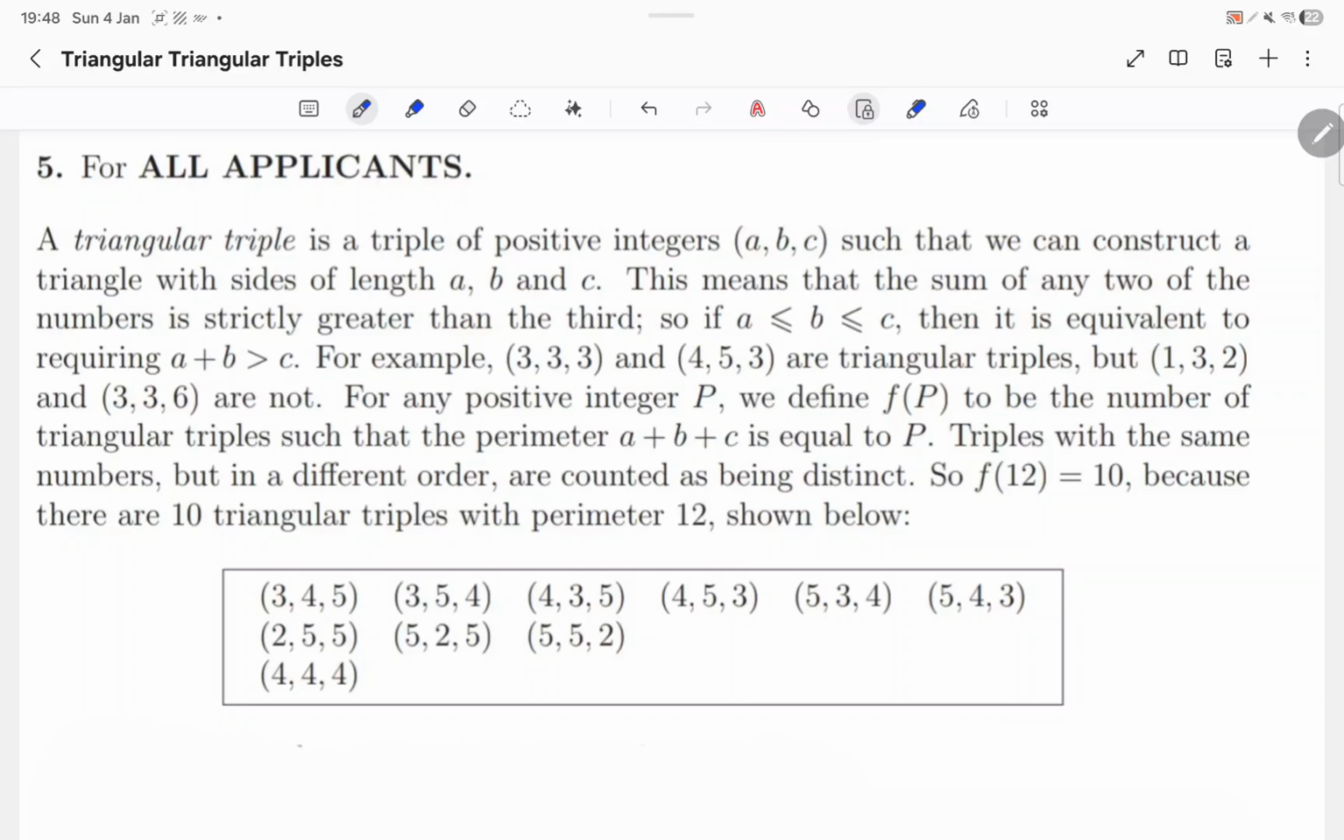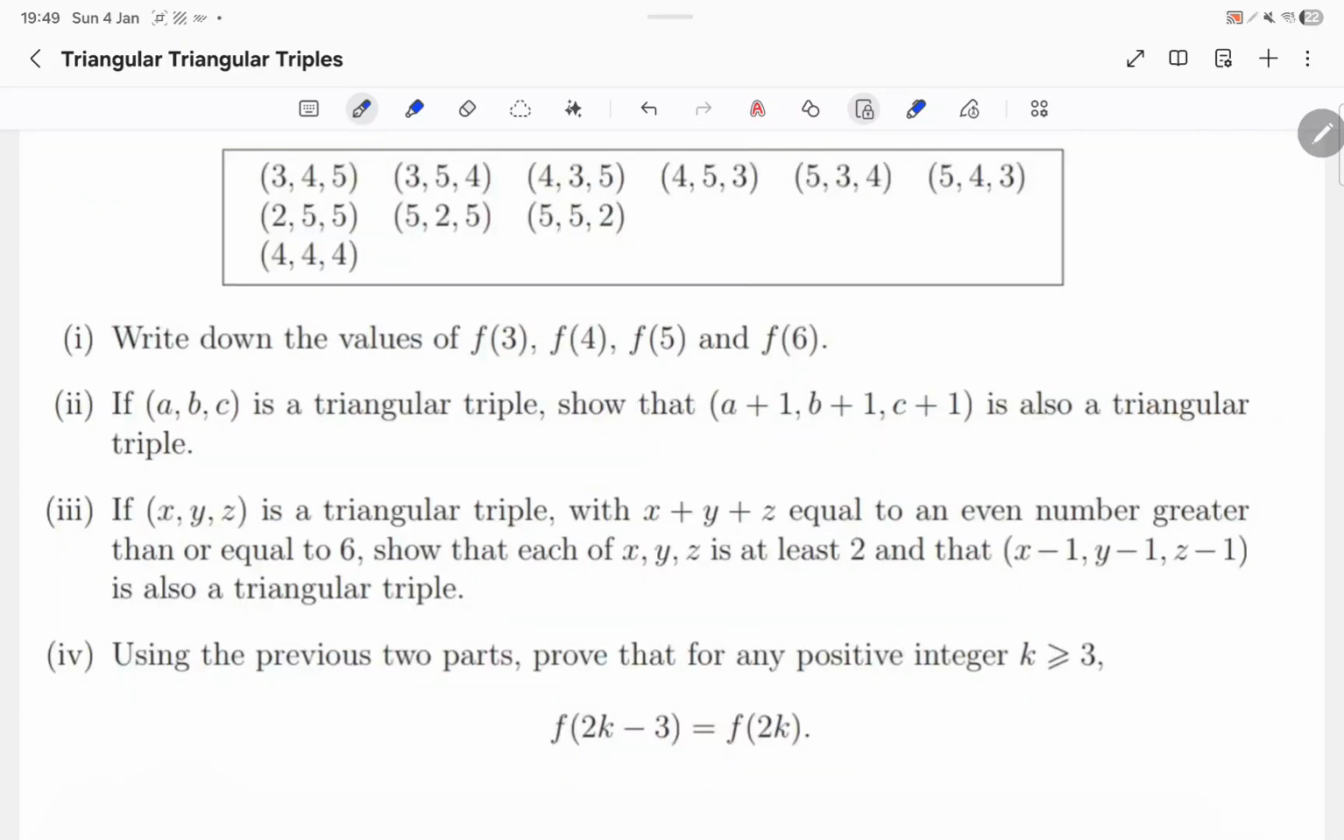For any positive integer p, we define f of p to be the number of triangular triples such that the perimeter a plus b plus c is equal to p. Triples with the same numbers but in a different order are counted as being distinct. So f of 12 is equal to 10 because there are 10 triangular triples with perimeter 12, shown below: 3, 4, 5; 3, 5, 4; 4, 3, 5; 4, 5, 3; 5, 3, 4; 5, 4, 3; 2, 5, 5; 5, 2, 5; 5, 5, 2; and 4, 4, 4.